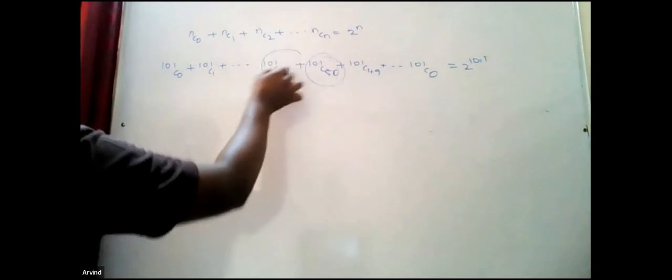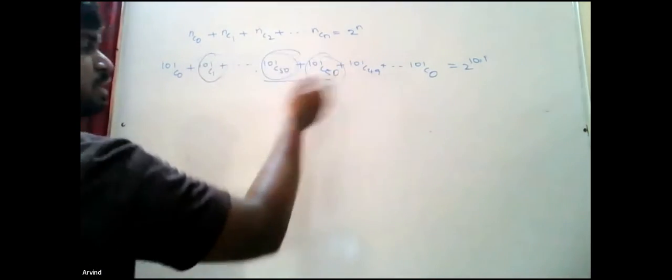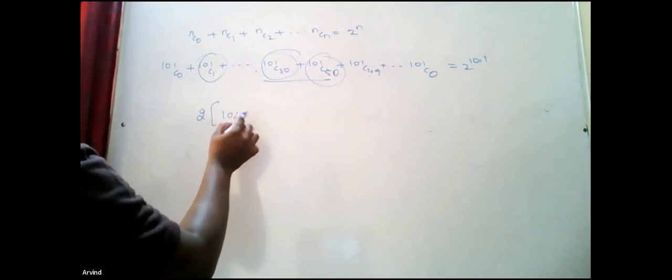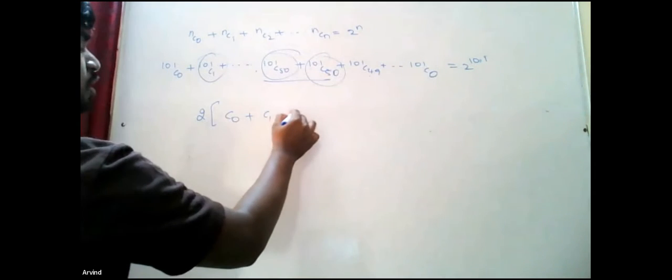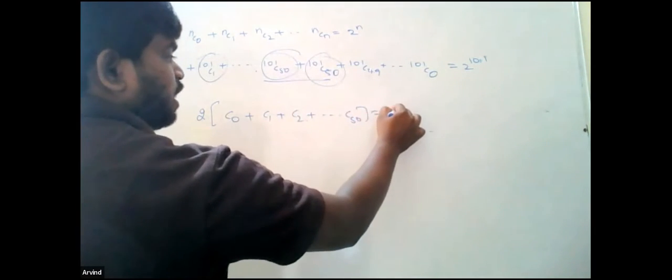So if you observe, every term has come twice. Here 49 comes twice, and everything comes twice. So I can write it as 2 times, if it is difficult to say 101C, 2 times C0, 2 times C1, 2 times C2, and so on up to 2 times C50, is equal to 2 to the power 101.